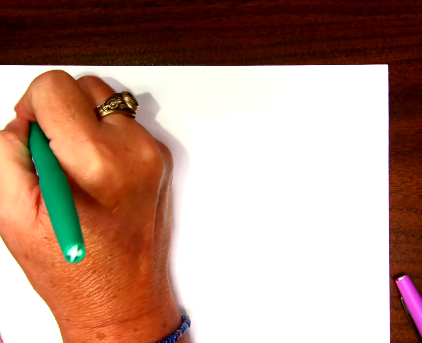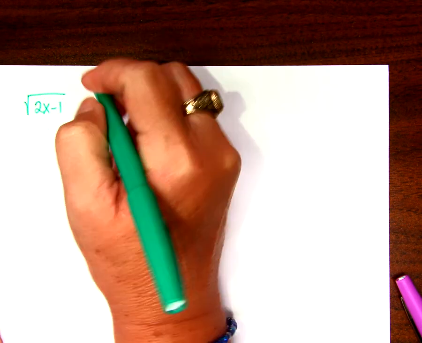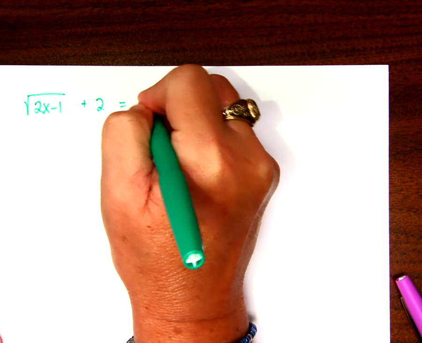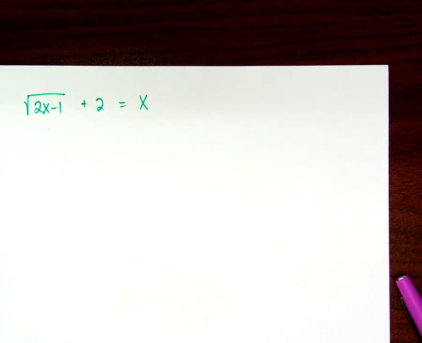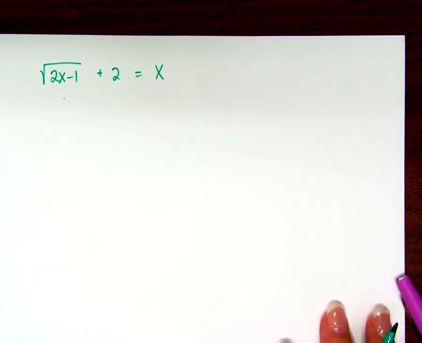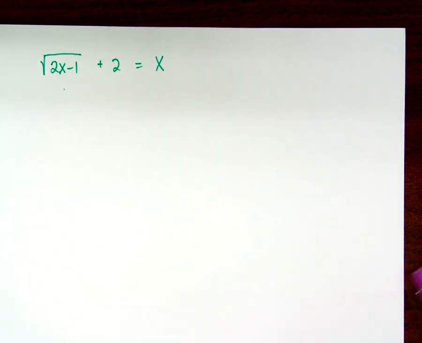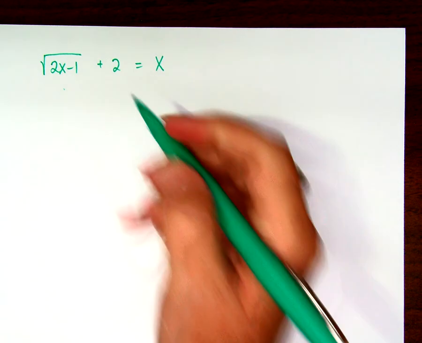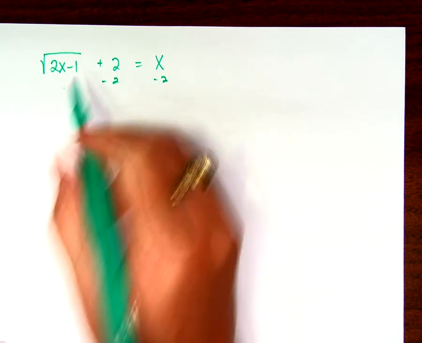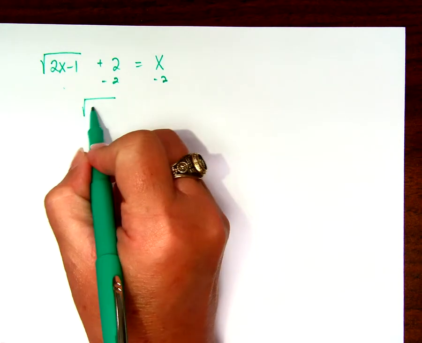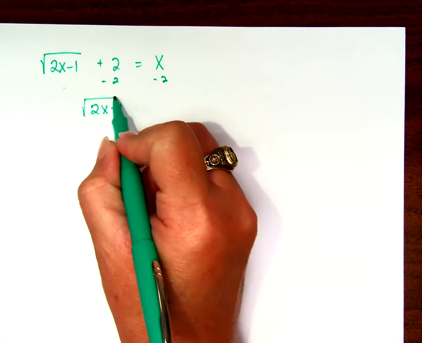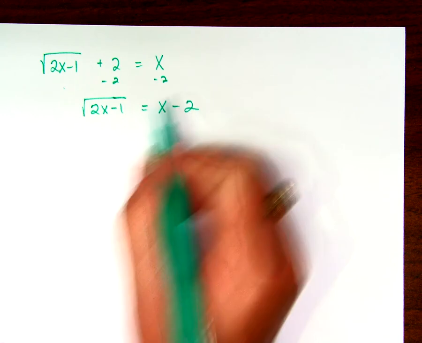So what about this equation? Square root of 2x minus 1 plus 2 equals x. How do you want to solve this equation? How do you want to solve an equation if there's a radical in it? I eventually want to square it, but before I can square it, I need to isolate it, right? So if I subtract 2 from both sides, won't that isolate that radical right there? Because it'll just be square root of 2x minus 1 equals x minus 2. Okay?